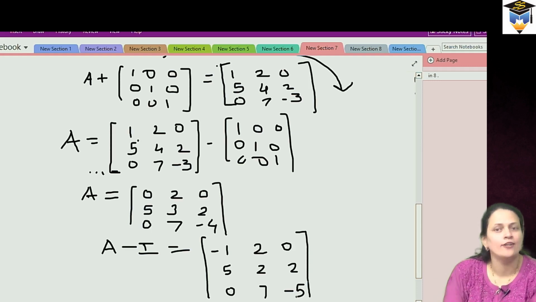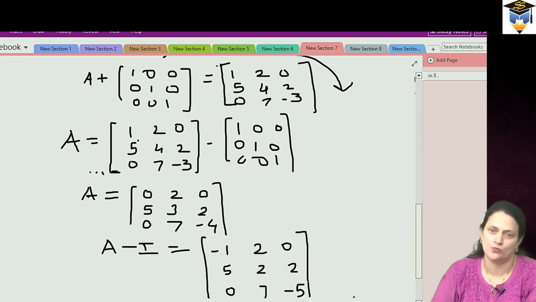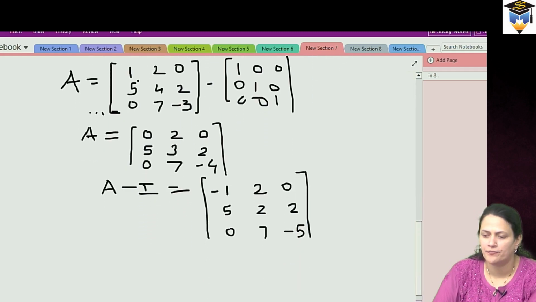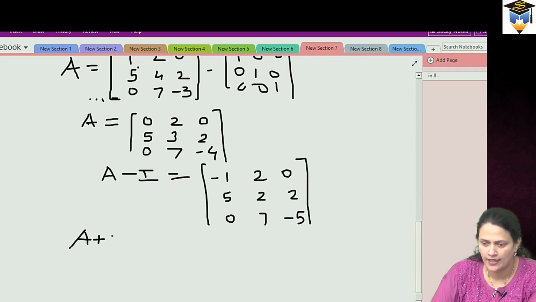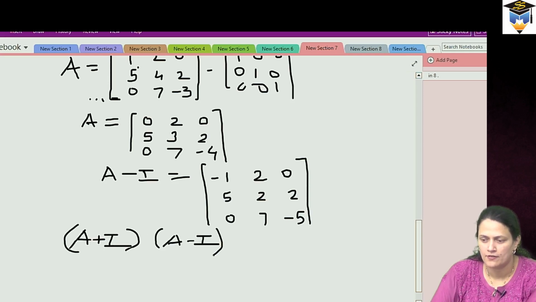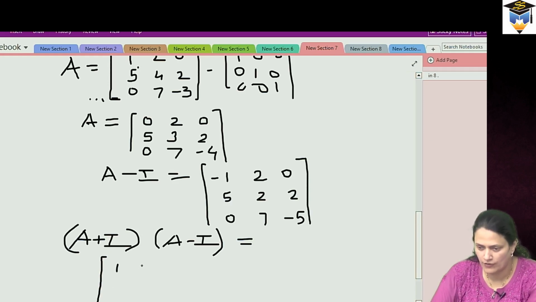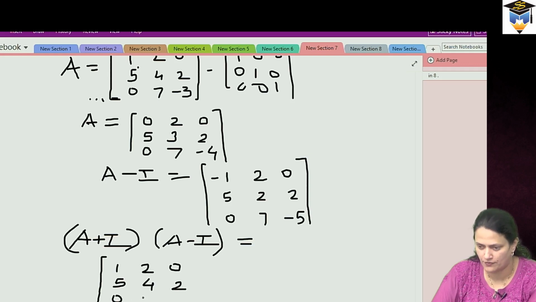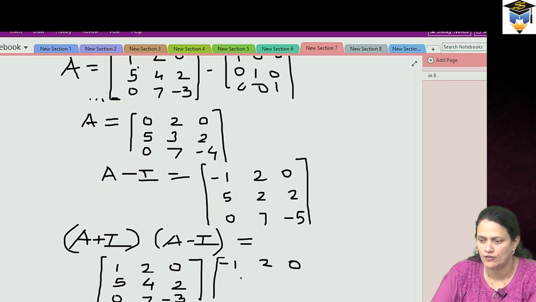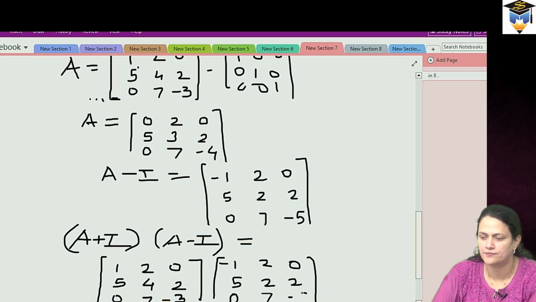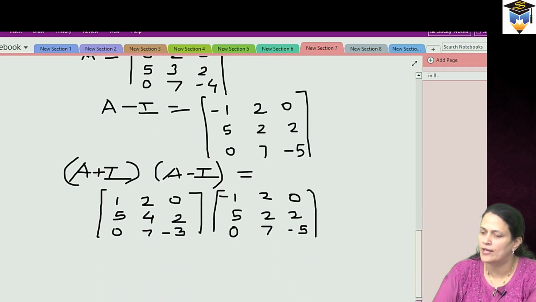So we have got A minus I, we also know A plus I. Now I am going to multiply these two. So I am going to write A plus I multiplied by A minus I. That is equal to A plus I matrix, which is 1 2 0 5 4 2, which is given to us already, and A minus I we have found out, minus 1 2 0 5 2 2. So multiply these two to get the final answer.